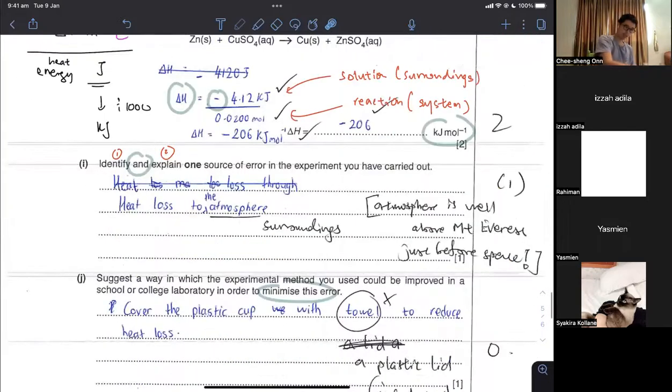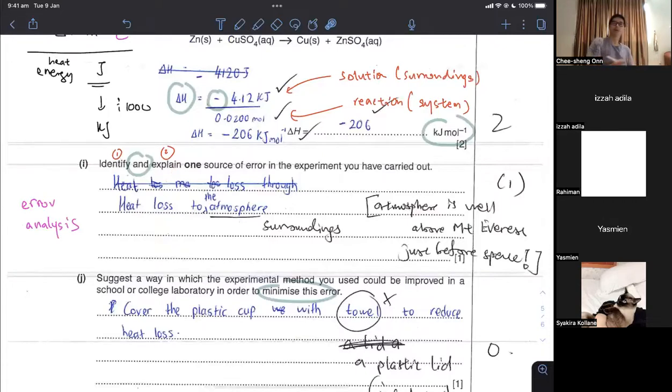Anyway, the next thing is all about error analysis. As with any practicals, you must know about the existence of error. This is calorimetry, something to do with heat energy, losing heat energy or absorbing heat energy. This is exothermic, so it's got something to do with heat release. So the biggest source of error is to do with heat loss. When you think about a calorimetry experiment, think about heat loss.